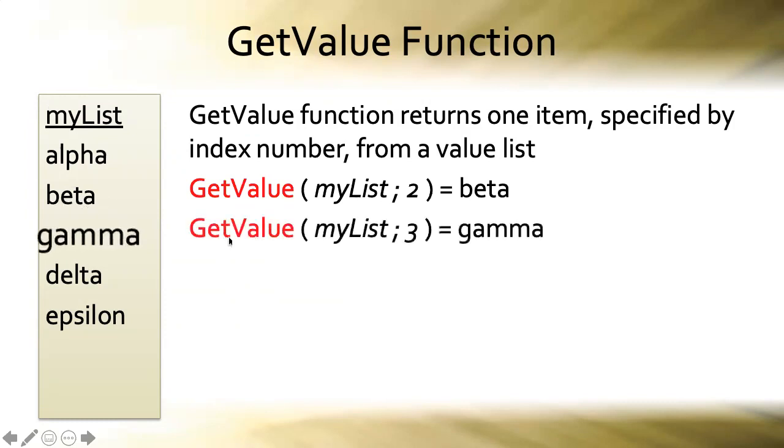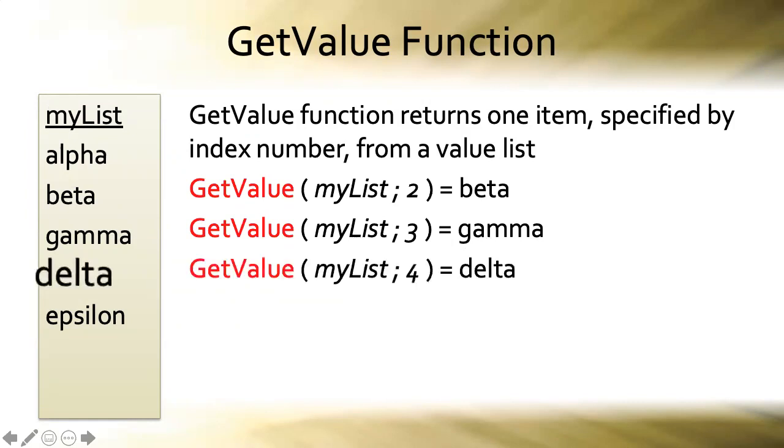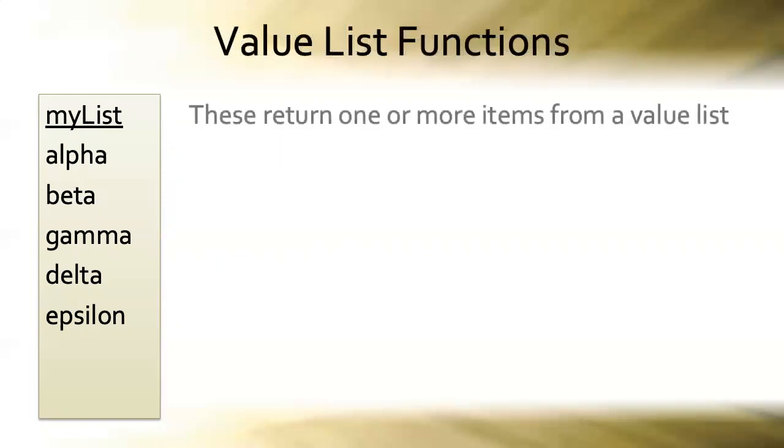If we were to run the GetValue function on my list and retrieve item number 3, it would bring back gamma. And number 4, it would of course bring back delta. So the GetValue function is an extremely useful tool for parsing up or grabbing an individual value out of a value list.